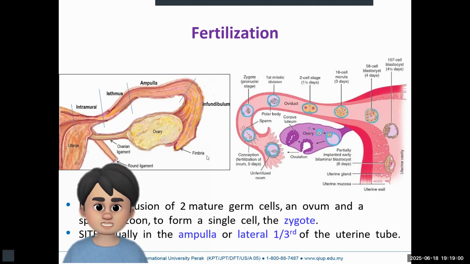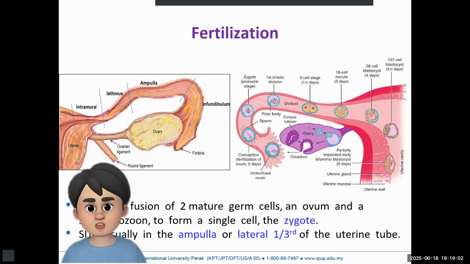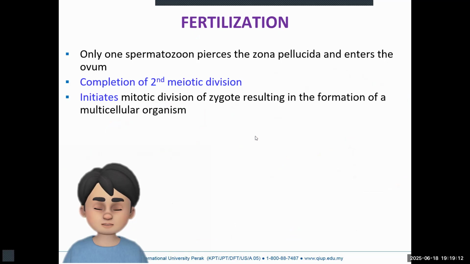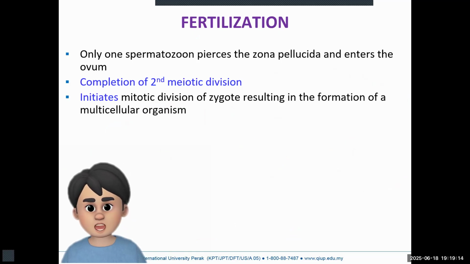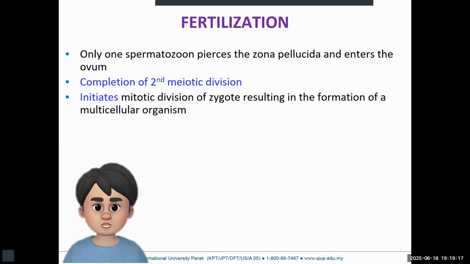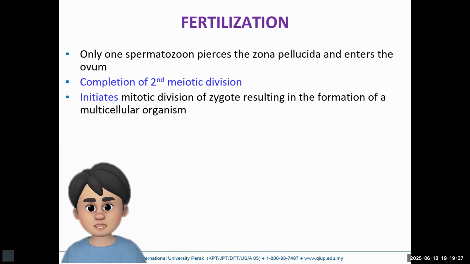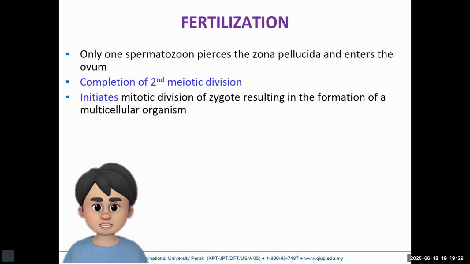Right. Fertilization is the process of fusion of two mature germ cells, ovum and spermatozoa, to form a single cell zygote. Usually it occurs in the ampulla or lateral 1/3 of the uterine tube. Somewhere here, the lateral 1/3 is here, right? In humans only one sperm fertilizes the egg. Only one sperm pierces the zona pellucida, and it has an acrosome. Even you have learned this from your O levels. The acrosome has enzymes.